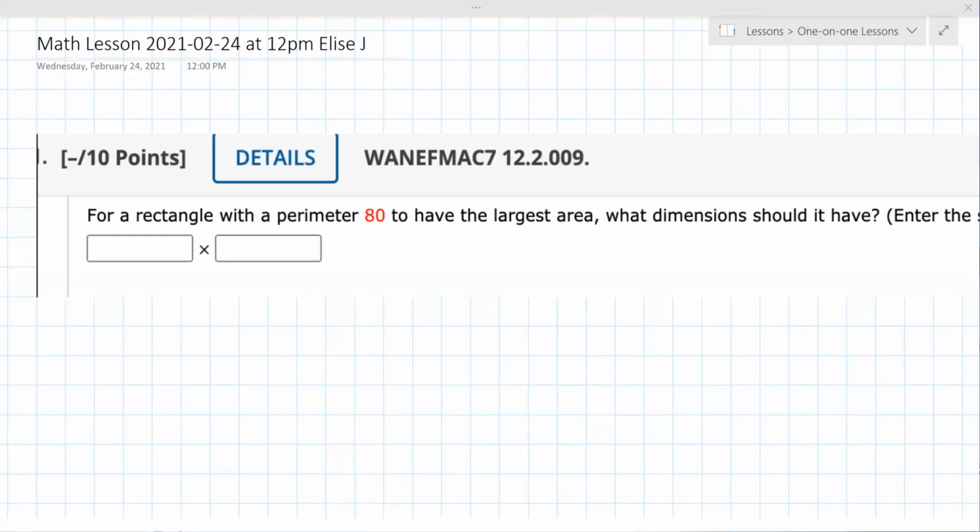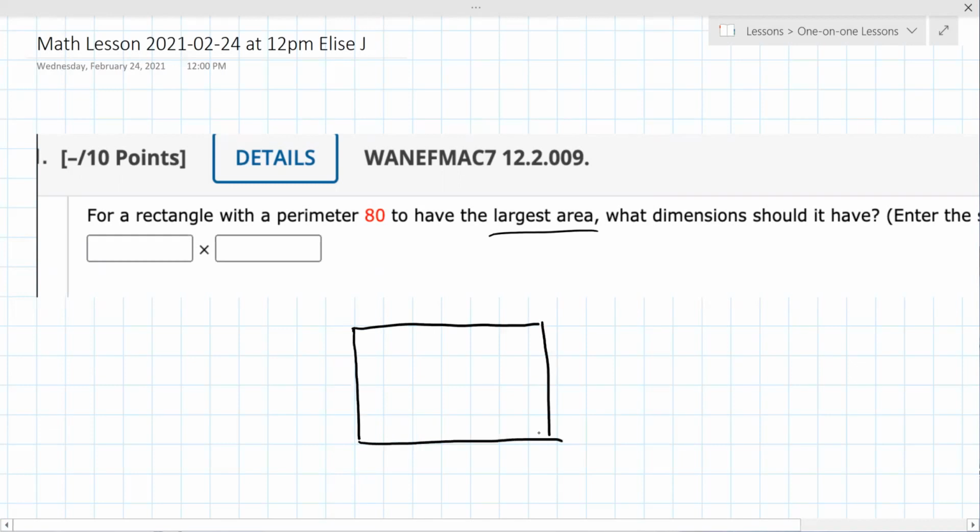This first one is a perimeter, a rectangle with a perimeter of 80 to have the largest area. So the shape here is you got X and Y, and the area is X times Y, and that's what we're trying to maximize. The perimeter is all the way around. It's X plus Y plus X plus Y, or more commonly, 2X plus 2Y.